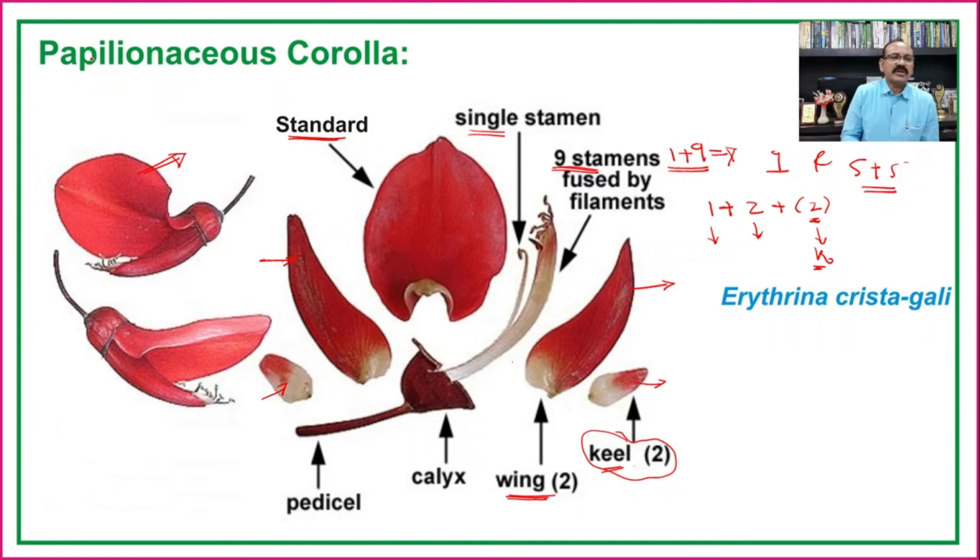But whenever we are talking about the papilionaceous type corolla, here there will be an arrangement of the total number of petals, that is 5, in this manner: outermost 1, then inner 2, and the innermost 2 which are fused with each other. And this figure belongs to the plant Erythrina crista-galli.